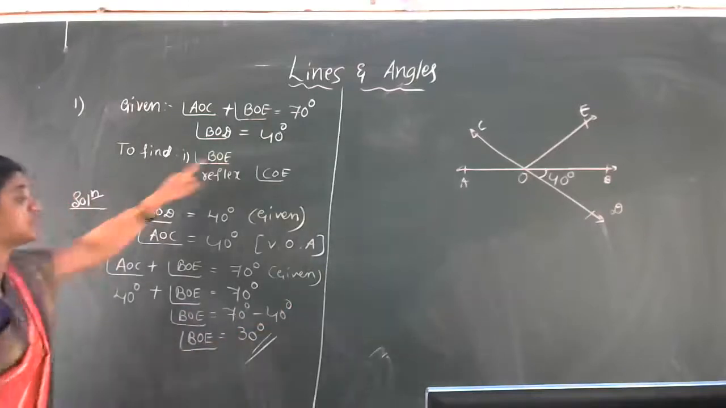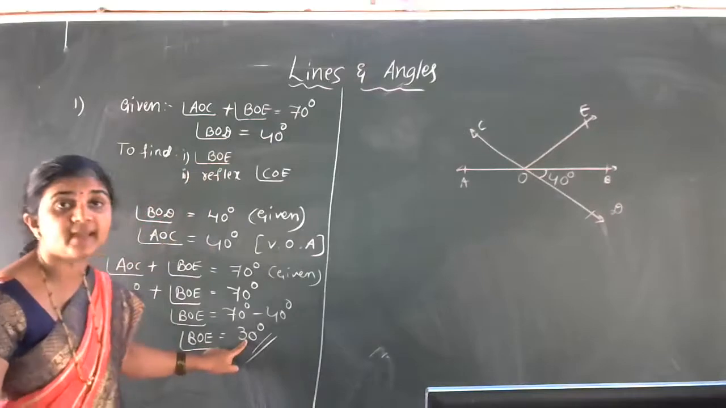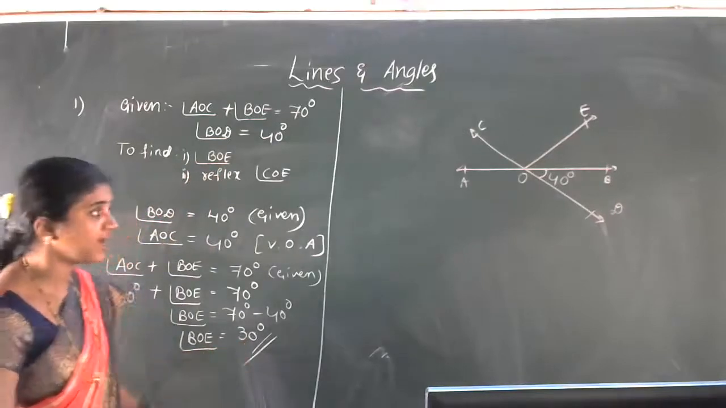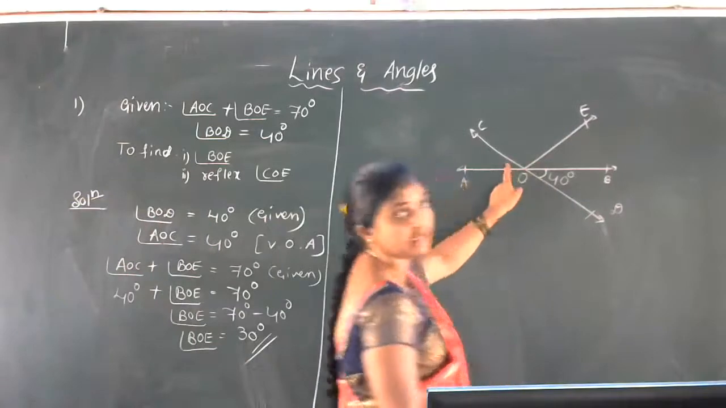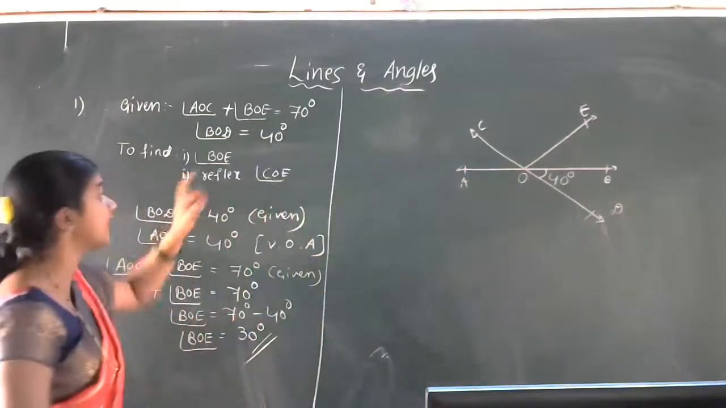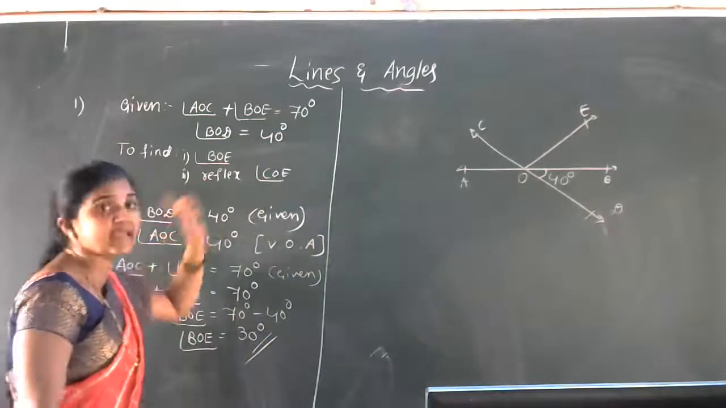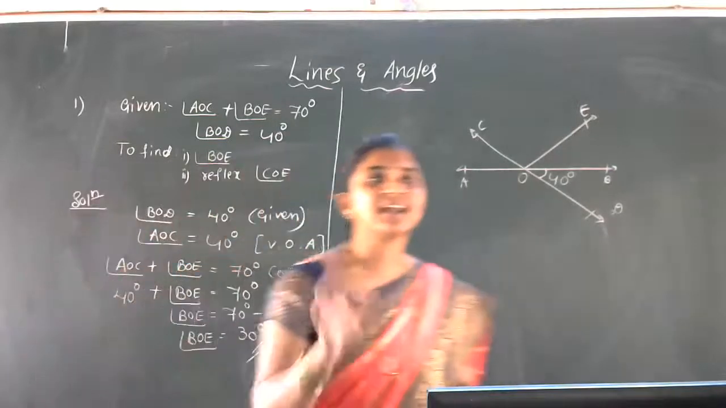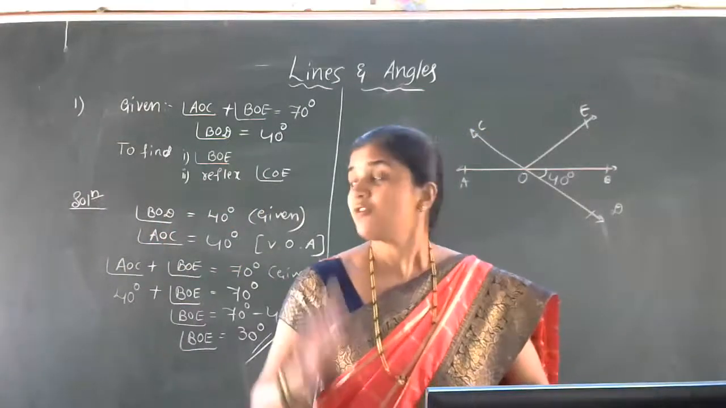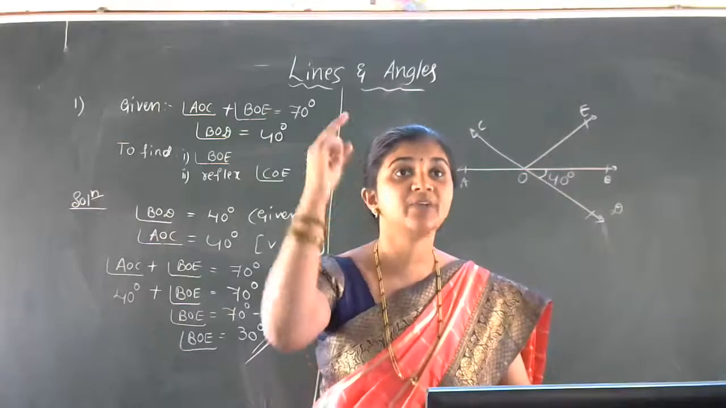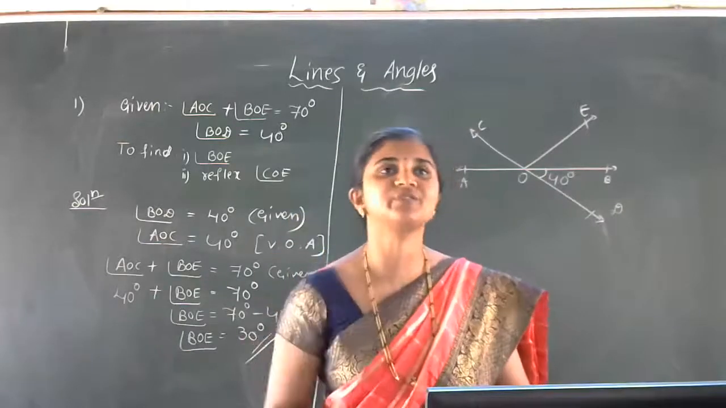We got the answer for the first part. Angle BOE measurement is 30 degrees. Got the idea, students? BOE is 30 degrees, AOC is 40 degrees. Next, what do we have to find? Reflex angle COE. Directly we cannot calculate reflex angle COE. So for that, first you have to work out angle COE. Then you can find out the reflex of COE.